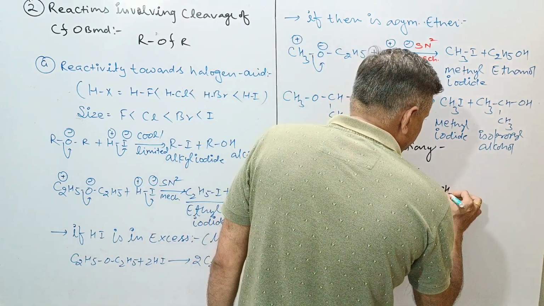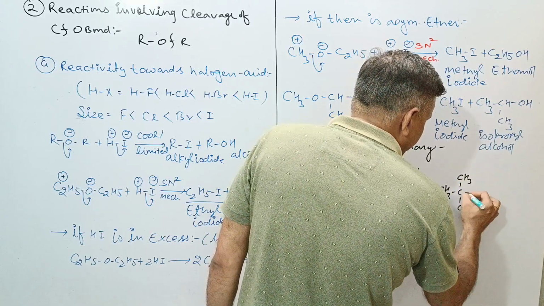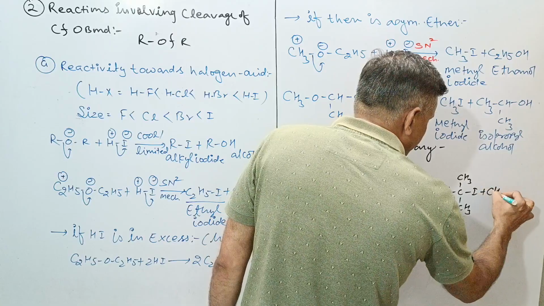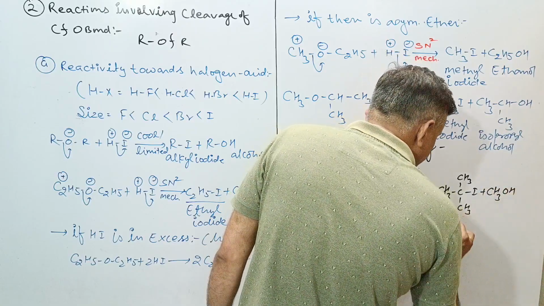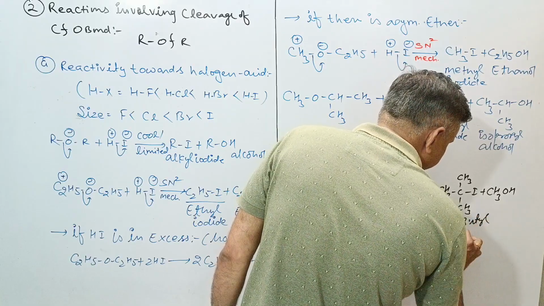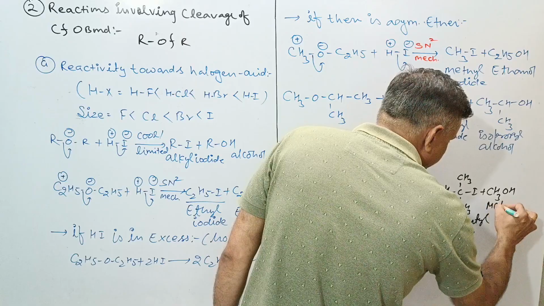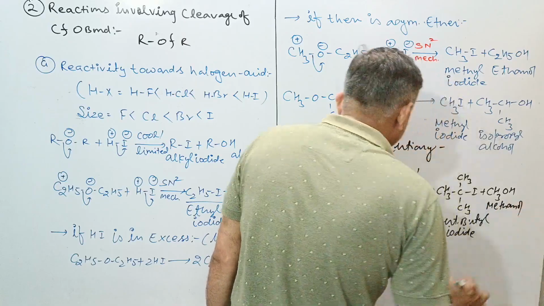So here will be the formation of tertiary alkyl iodide with the alcohol. This is called tert-butyl iodide, and this is the methanol.